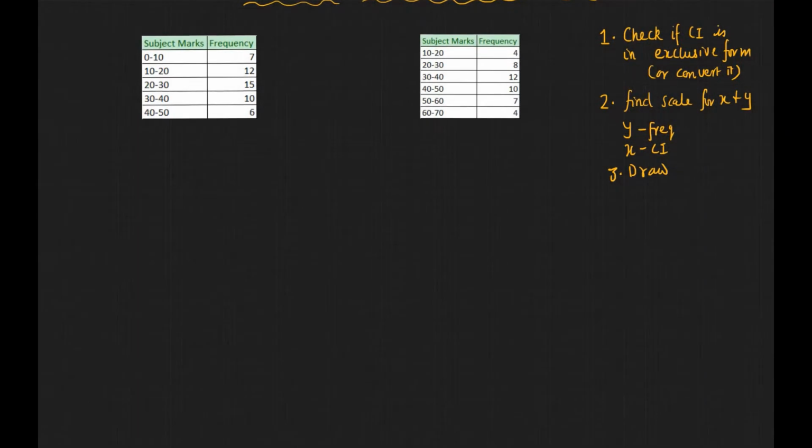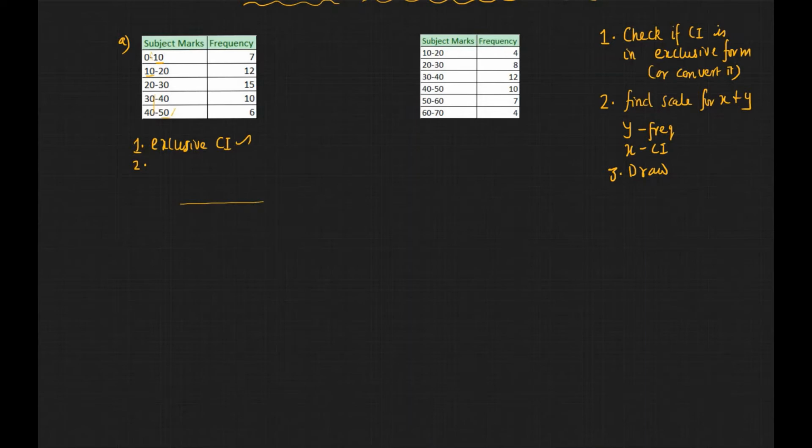Here the first example is the subject marks and frequency, and we see that these are indeed exclusive class intervals. It's an exclusive form because these things are excluded. We can clearly see that because the 10 and 10 are the same, so we know that this is the exclusive form class interval. So the first step is done. The second one, let's look at the scale for x and y.